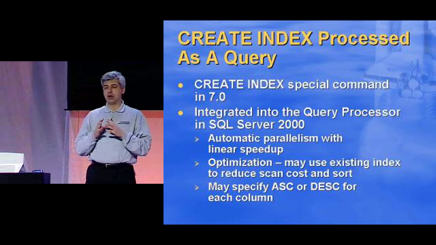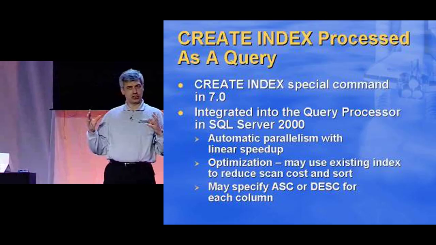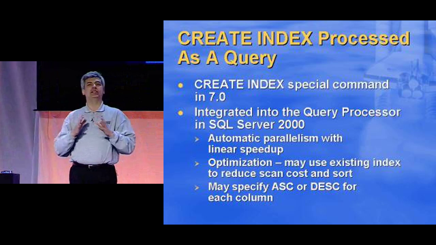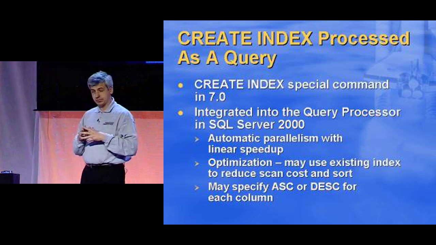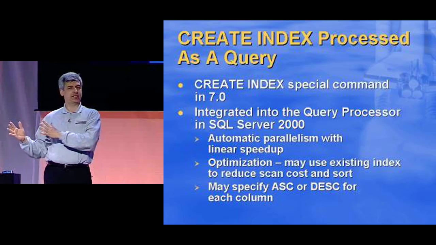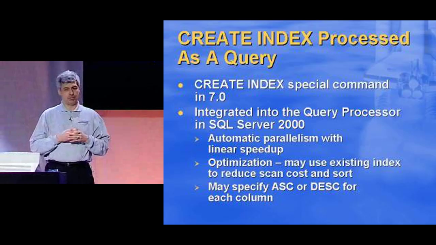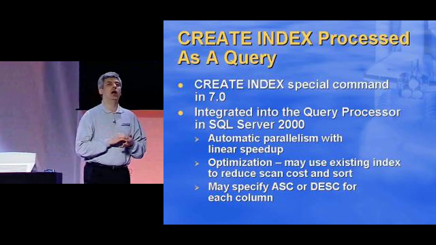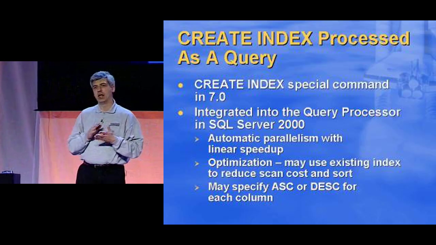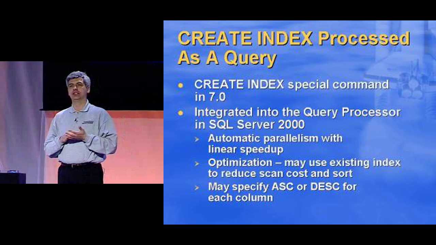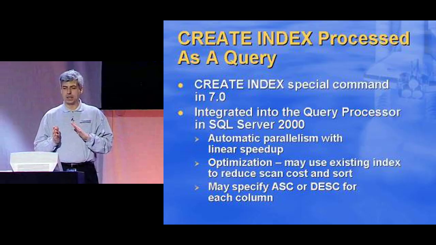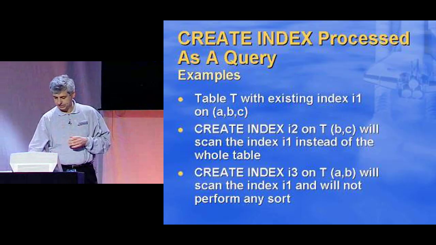Now, since it goes through optimization, we are looking at other already existing indexes on the table, and we may use those to build the next index faster. And I will show an example of that. Also, now you can specify for each column of the index an ascending or descending attribute. So you can have different sort direction on different columns.